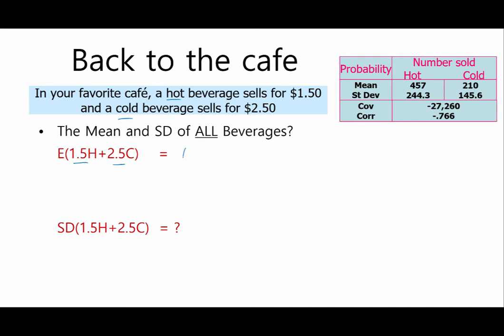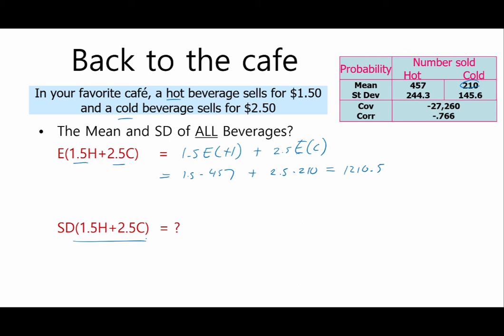We can write that as 1.5 times the expected value of hot drinks plus 2.5 times the expected value for cold drinks, which is going to be 1.5 times 457 plus 2.5 times 210, right? Whoops, 210. And so that ends up being equal to 1210.5.